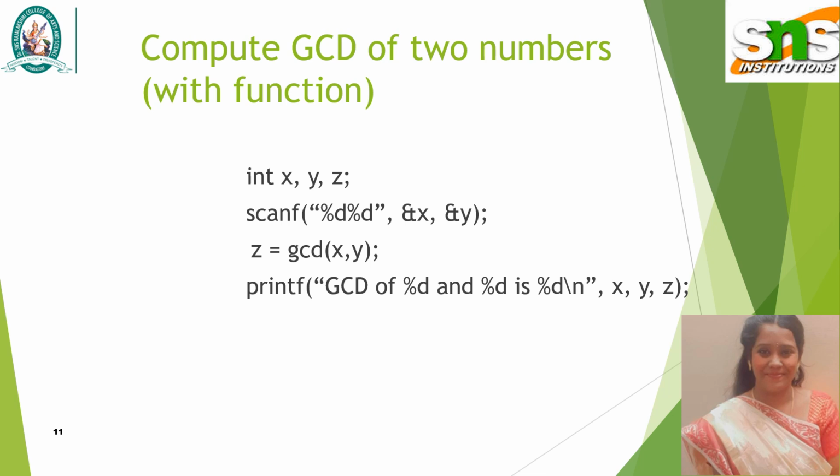So when we compute the GCD of two numbers, we can also use the ampersand x and ampersand y for getting the input from the user, and it is also used for getting the input from a particular function too.